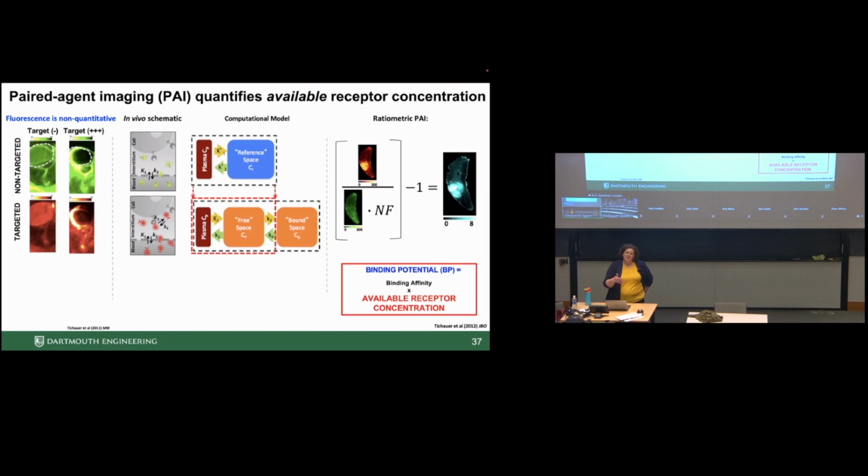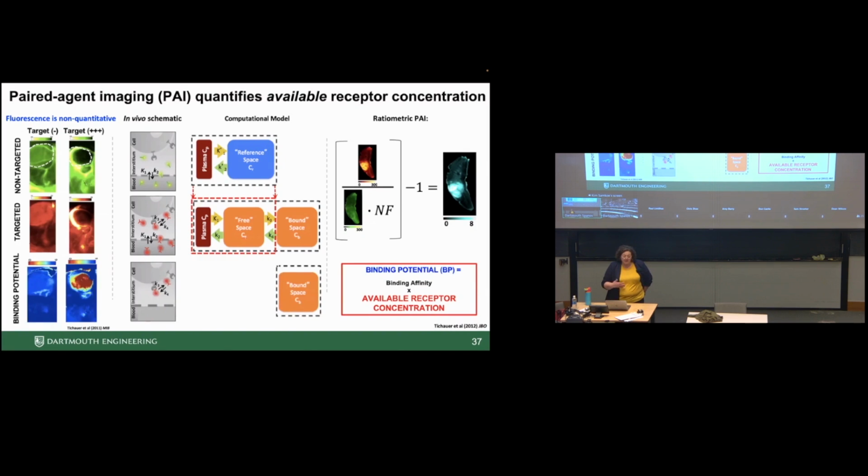So the more receptors you have present, the higher your signal is going to be. The lower receptors you have present, the lower your signal will be. And so now this is a quantitative imaging technique versus a qualitative intensity-based imaging technique. And if you plot binding potential for these 2 tumors, you can see the one on the left actually shows that there's no receptor present or very little receptor present, whereas the one on the right has a large population of receptors.